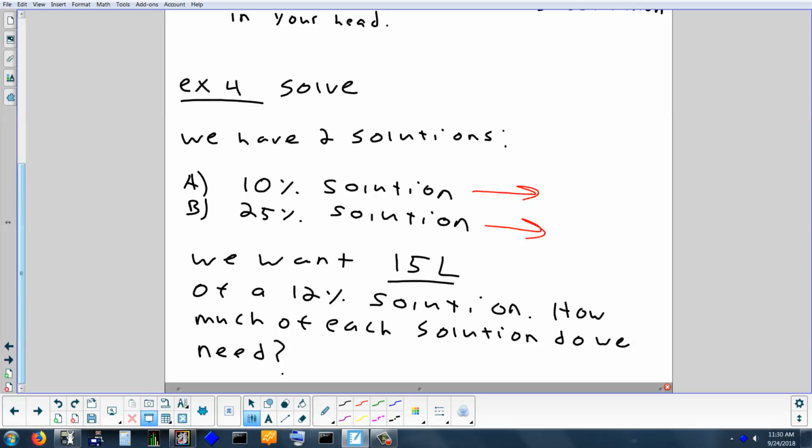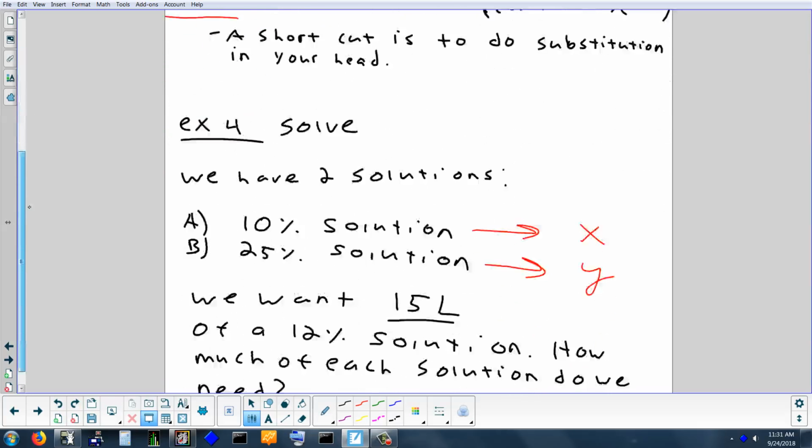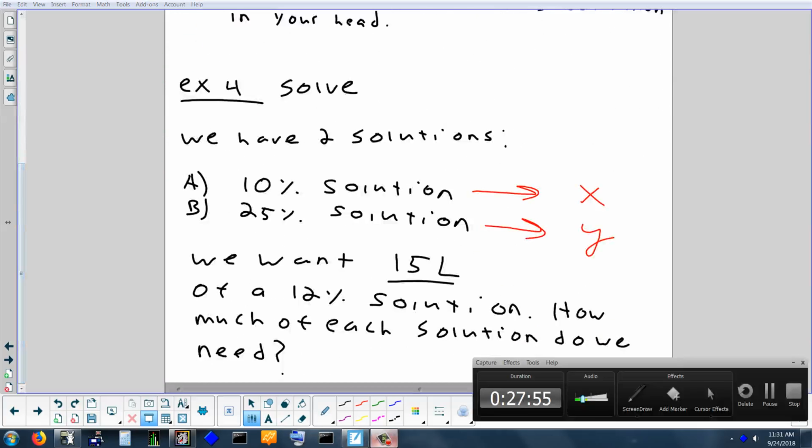Okay, so let's pick the variables for those, and then we'll pause with that. We don't know how much of the 10% solution we need, so what could I pick as a variable? Jake? Sure, you could pick X. So we're going to use X liters of the 10%, and then the 25%, we don't know that either, so what can we pick for that one? Y. Sure, we'll pick X and Y. So when we come back, we'll set up those two equations using those two variables.